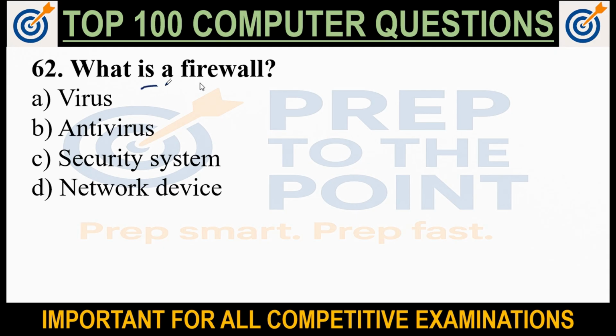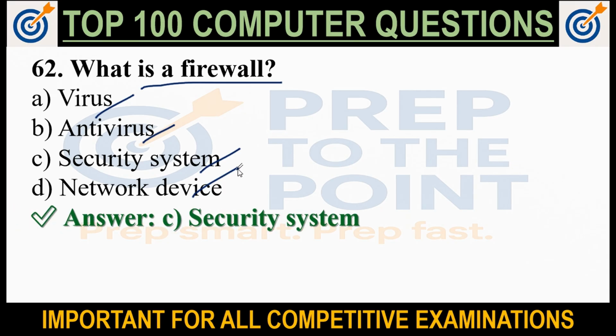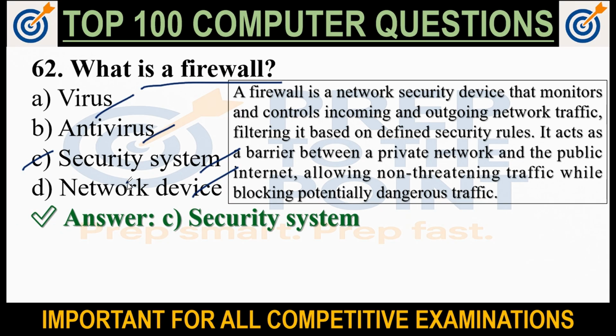What is the firewall? Virus, antivirus, security system or network device? The right answer is option C, security system. A firewall is a network security device that monitors and controls incoming and outgoing network traffic, filtering it based on defined security rules. It acts as a barrier between a private network and the public internet, allowing non-threatening traffic while blocking potentially dangerous traffic. So a firewall is necessary in computers which are connected with the internet.